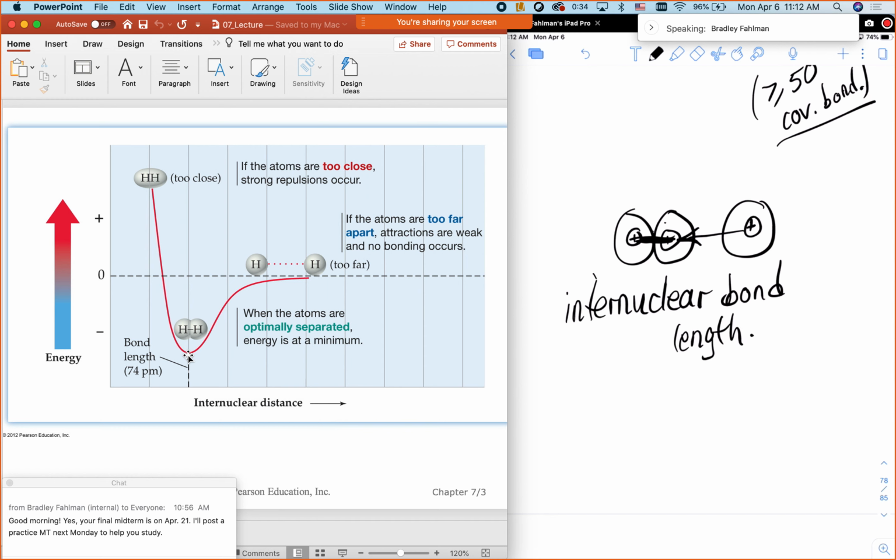Then as we move these hydrogen atoms even farther away from one another, the energy goes up again. Now the attractions are too weak between the electrons of one atom and the protons in the nucleus of the other atom, and so the energy goes up. You'll see it will reach this line where it stops. At this point we have broken the bond, and there's no bonding.